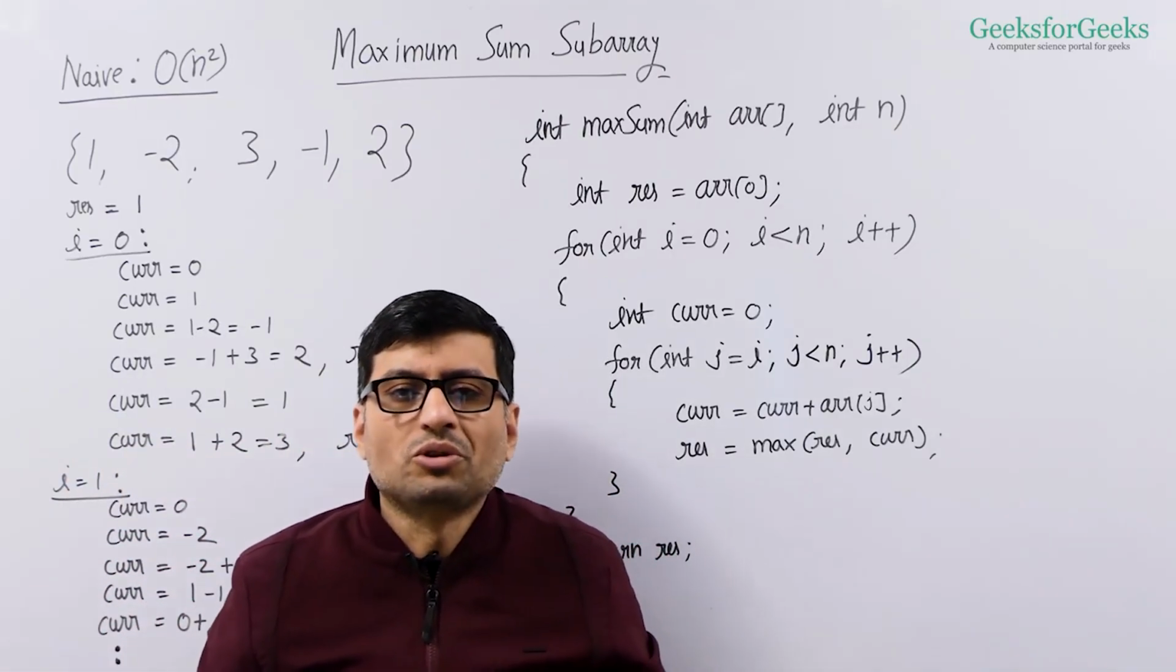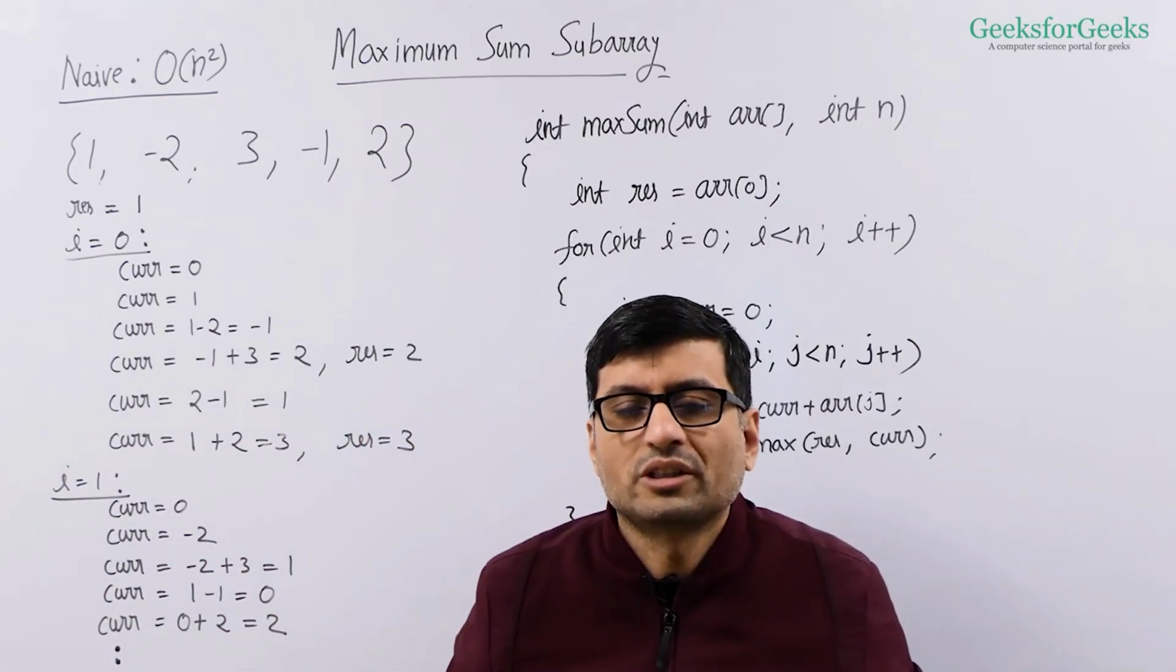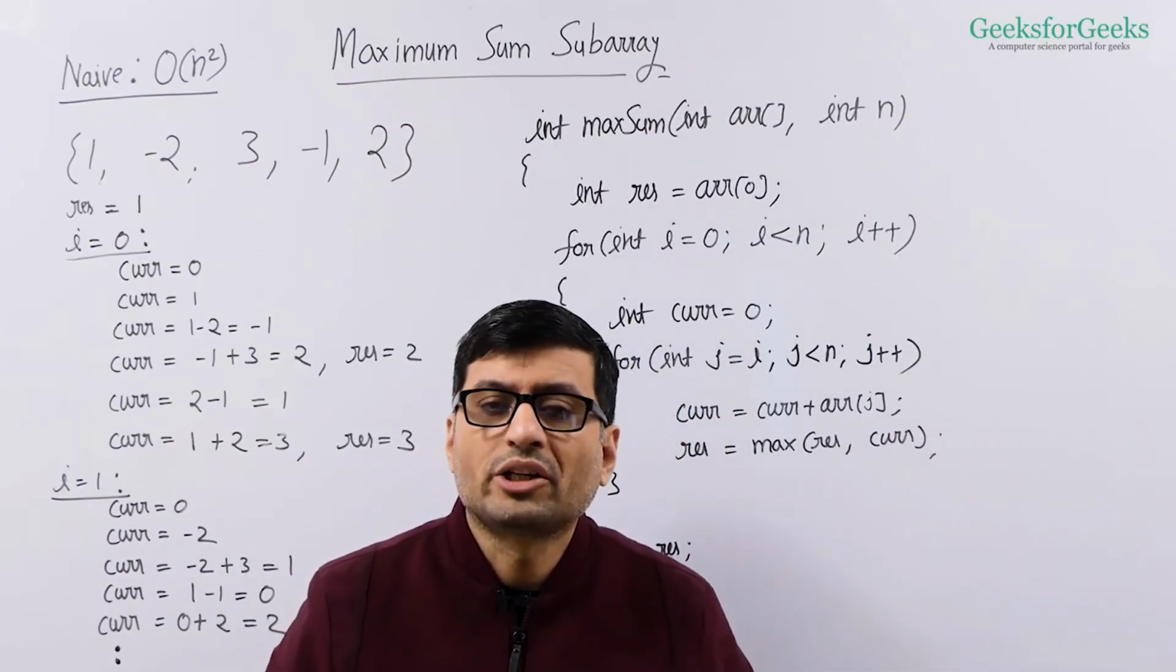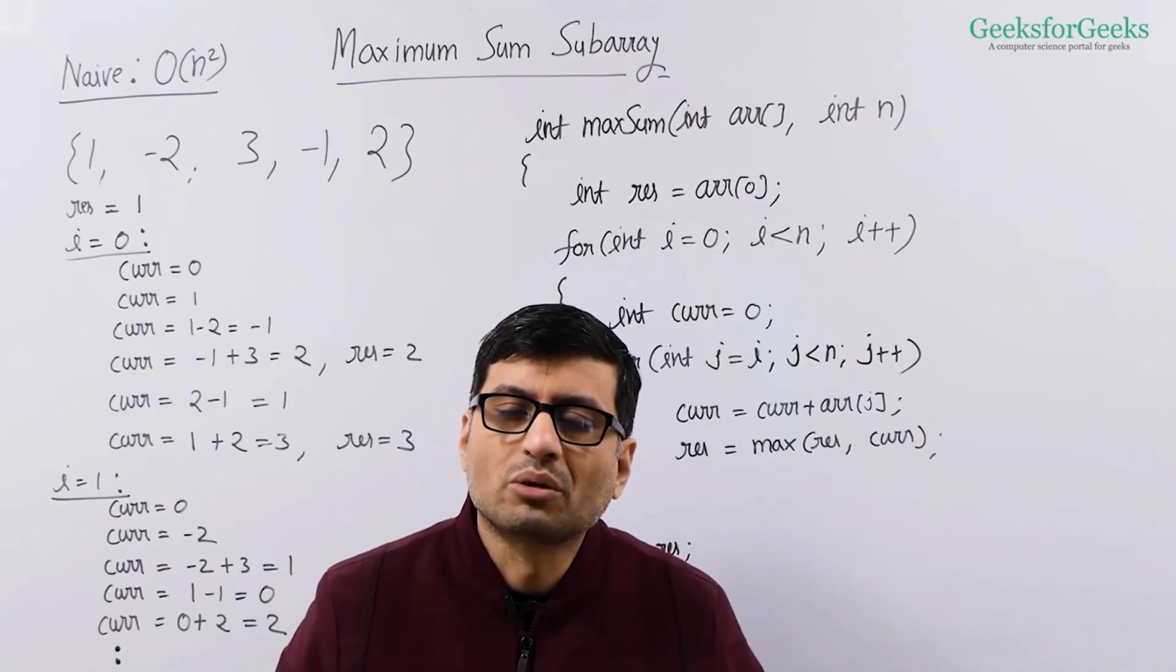The time complexity of the solution is big O of n square because it simply runs 2 loops. Now please pause this video and think of an approach that works in big O of n time.